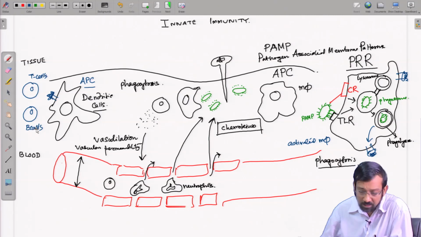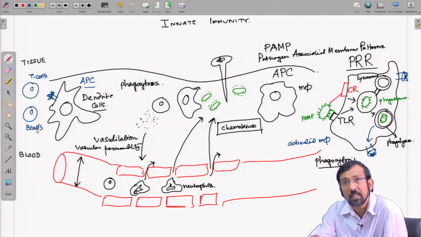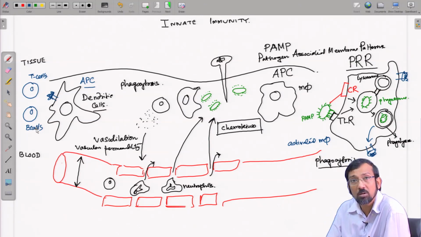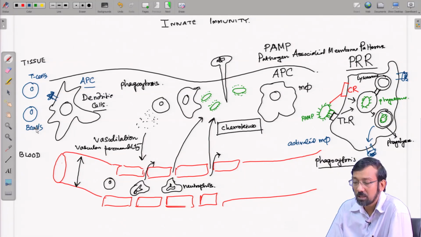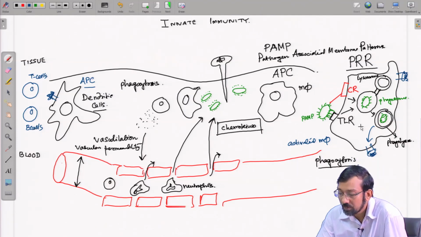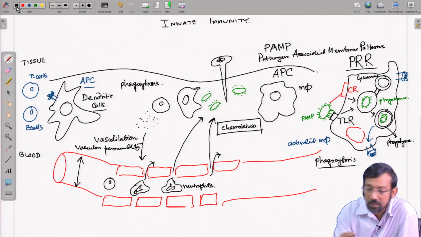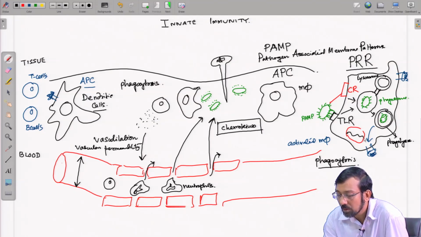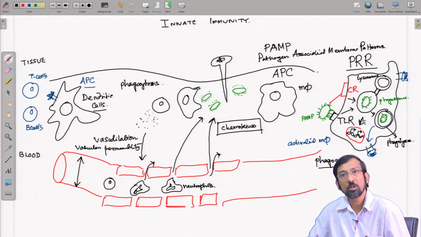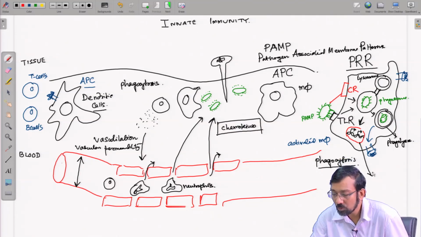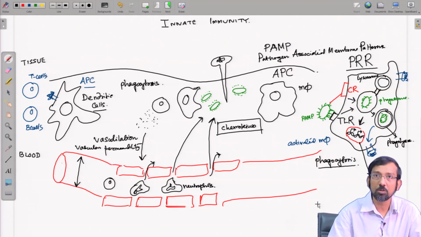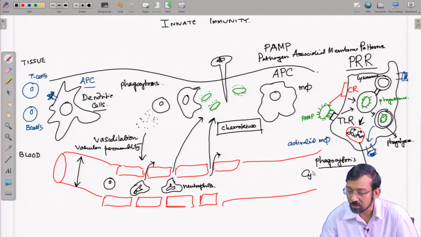So, let us see what happens in this part. Now, this activated macrophage, the macrophage which has already internalized or phagocytosed a bacteria or a pathogen, is now activated, and inside the nucleus that leads to expression of certain genes, leading to secretion of a class of molecules which are known as the cytokines.